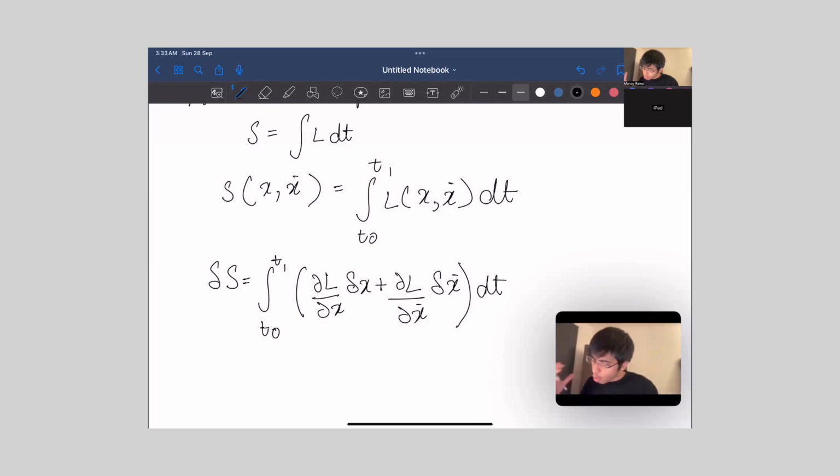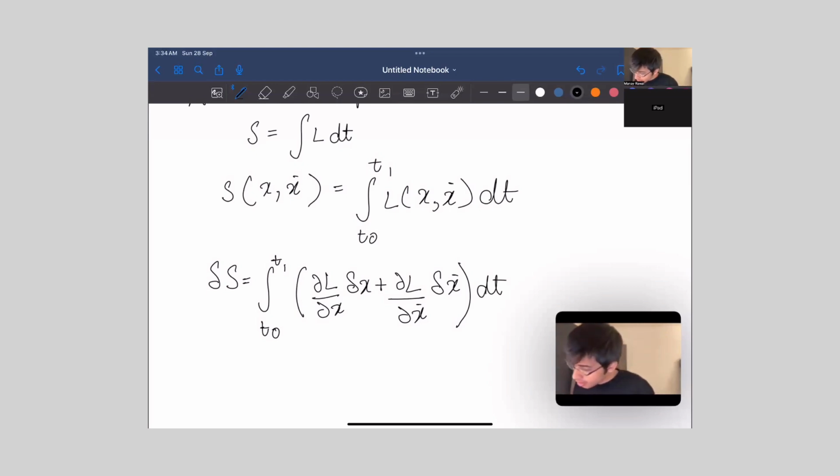Now, what is that small change? Our Lagrangian is being changed with respect to both its parameters. Our Lagrangian is dependent on x and x dot, so we'll have to make the change with respect to both. So partial L by partial x, delta x is the change with respect to the variable x, and partial L by partial x dot, delta x dot is the change with respect to x dot.